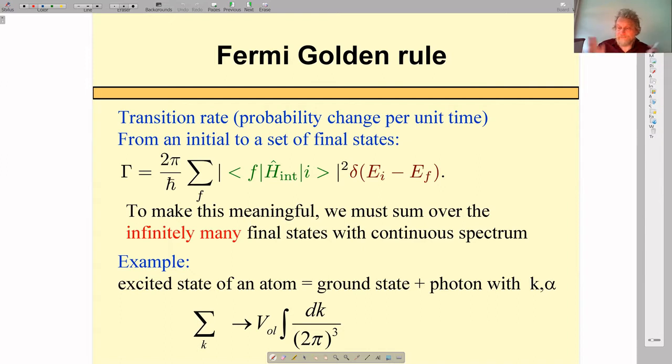Fermi Golden Rule. Strangely enough, it's not due to Fermi. Fermi just wrote a book about this rule, about this application. That's why it's called Fermi Golden Rule. Actually, people think that it's due to Heisenberg.